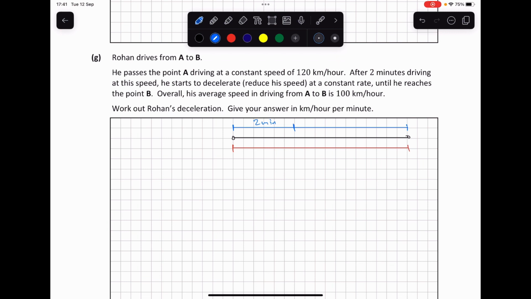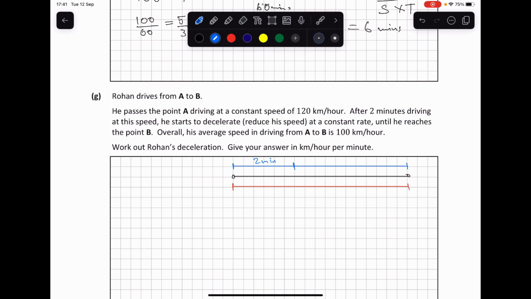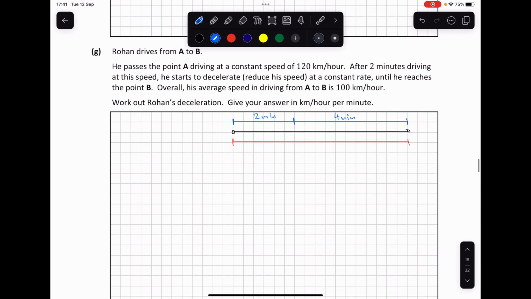How do we say this? So if his average speed is 100 kilometers an hour, it took him 6 minutes to get through the tunnel. So we know this is 4 minutes left over, because the total has to add up to 6 minutes, because that's what we calculated in the last part of the question. Okay. And we know this red line is 10 kilometers, but it's divided up into the two parts. The parts where he's driving at a constant speed of 120 and parts where he's decelerating.